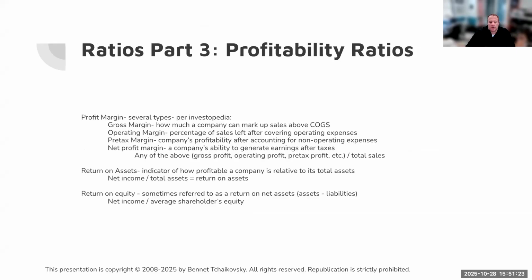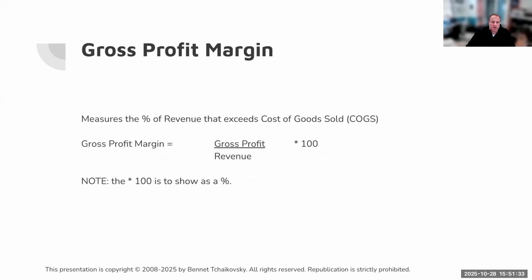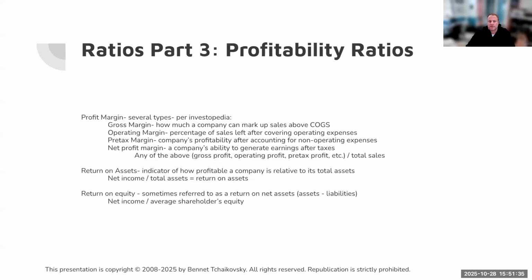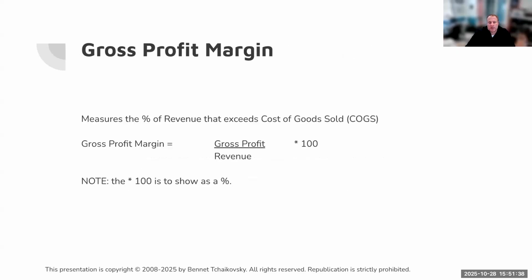So we're going to look at different profitability ratios. Some of this information I borrowed from Investopedia, others are from my AI application, but let's just go run these down. So the first one is going to essentially be my gross profit margin.